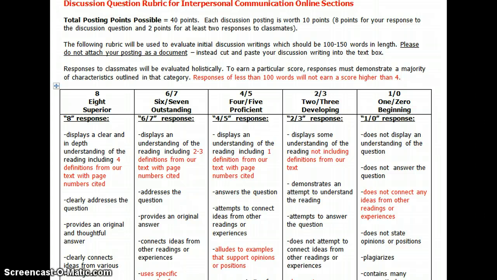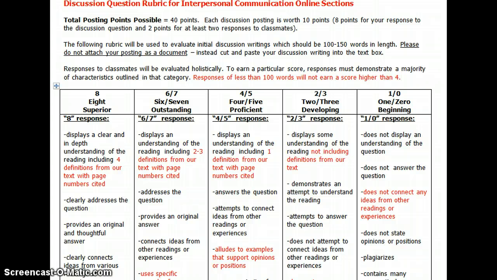You'll notice on the screen here I do have the grading rubric for your discussion questions. If you look over to the left, an 8, which is 8 out of 8, is an A. For the superior response, the 8 out of 8 response, you need to apply 4 concepts to your writing. And with those concepts, you also need to include page numbers and definitions. Now, if you are using the CD, you certainly can just use chapter and section number instead of a page number.